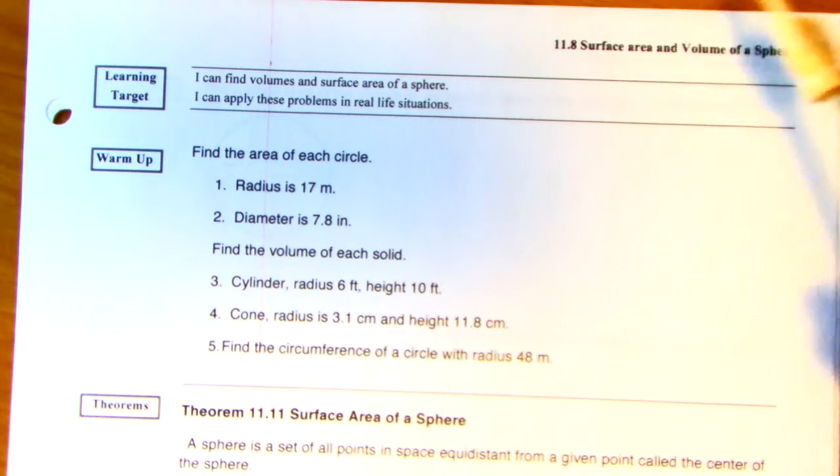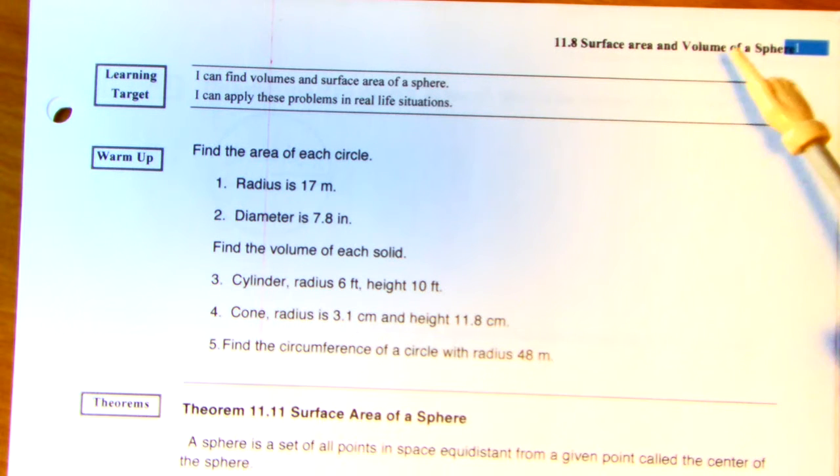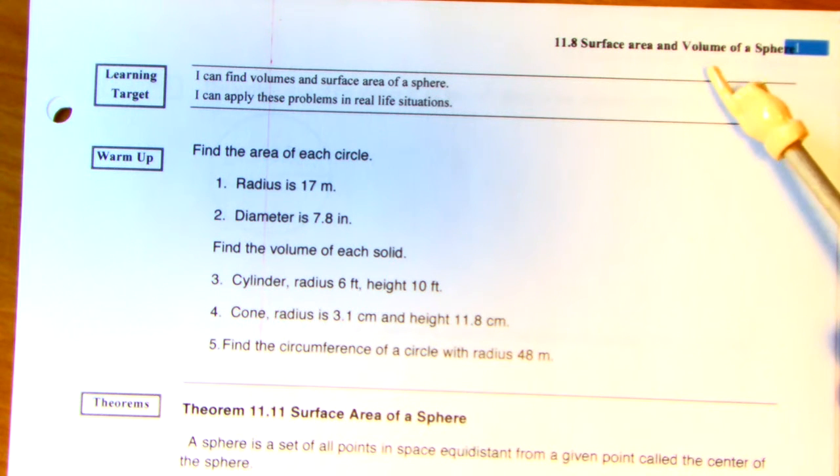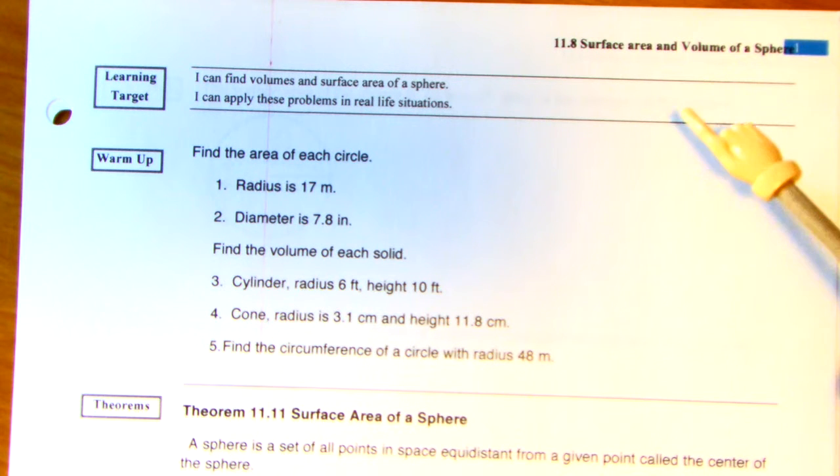Okay, geometry. This is the last section. Surface area and volume of a sphere. Now I find it interesting that they didn't have you find the surface area of any of the pyramids, the cone, or the cylinder, or the prism. I thought that was really, really strange, unless somehow I missed it.